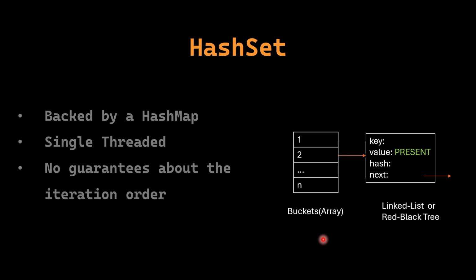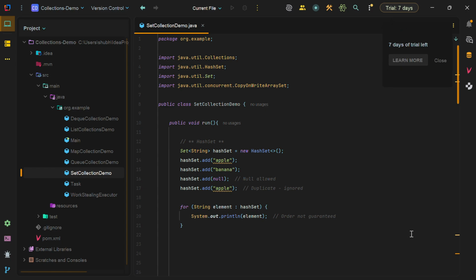Now let's see HashSet in action. Here is typical HashSet usage in a single-threaded context. We create a HashSet, add some elements including null, and attempt to add a duplicate. The duplicate is ignored and iteration shows the elements in an unpredictable order.